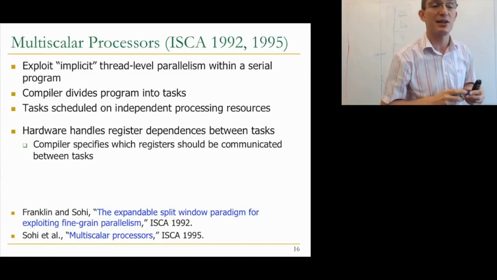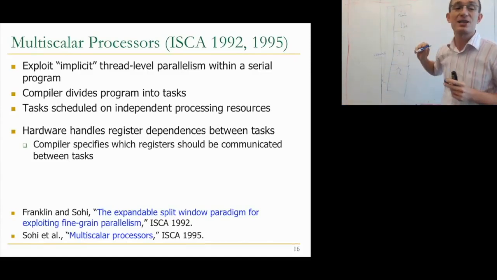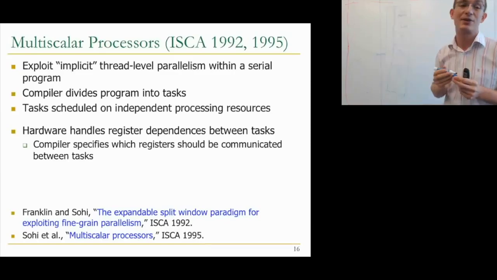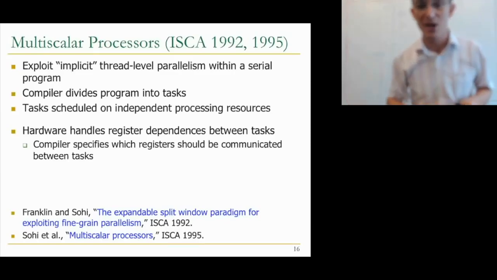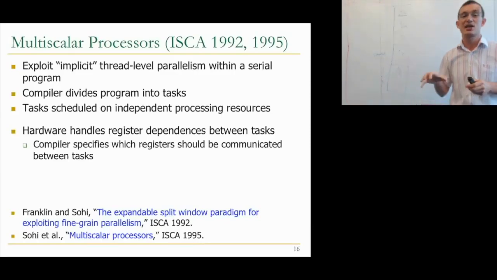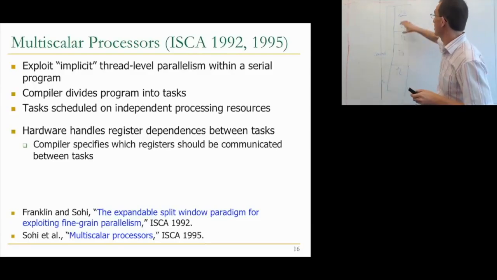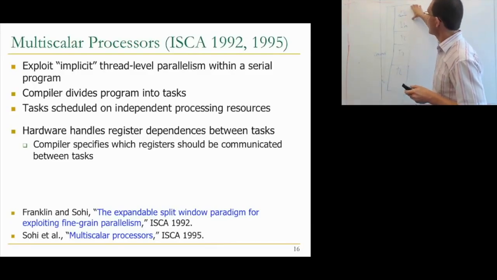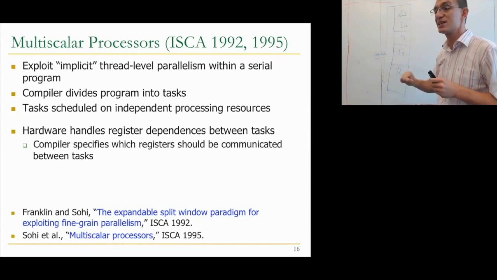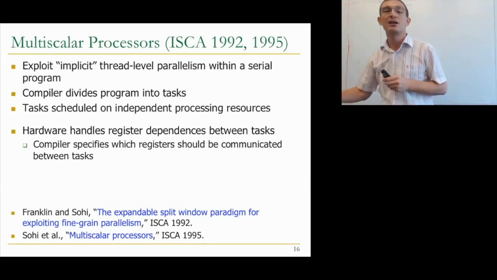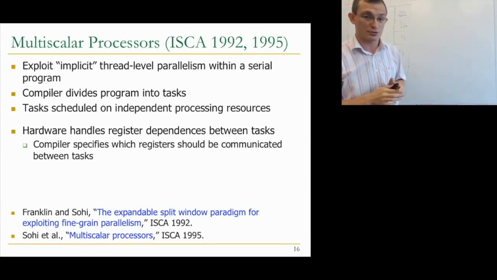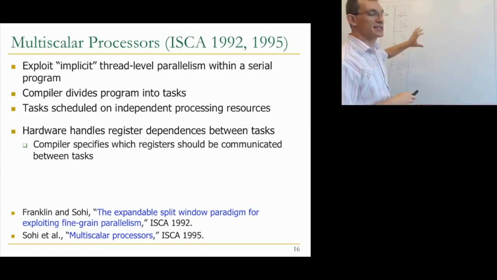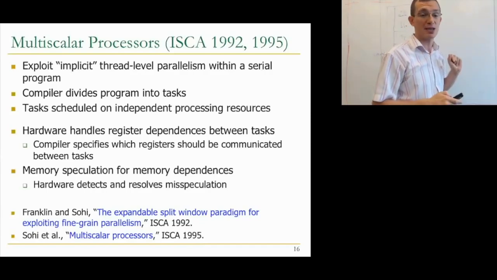Hardware handles these register dependencies, but the compiler specifies which registers should be communicated between the tasks, because the compiler knows that information, right? Remember, register dependencies are known to the compiler. When it creates the tasks, it basically says, these are the registers that I need, and these are the registers that I can produce. Right? And this information is conveyed to the hardware such that the hardware can communicate between the threads. And we will see an example of this.